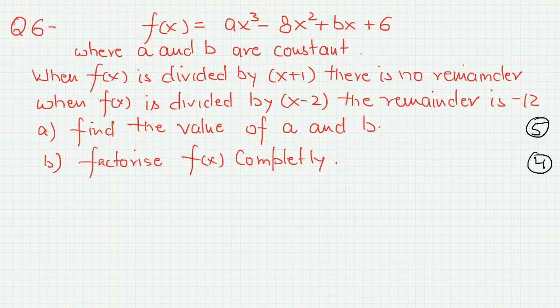Next question number 6 is fx is equal to ax cube minus 8x square plus bx plus 6, where a and b are the constant. When fx is divided by x plus 1, there is no remainder. And when fx is divided by x minus 2, the remainder is negative 12. So we have to find the value of a and the value of b, and we have to factorize it completely. Now let's check the question.